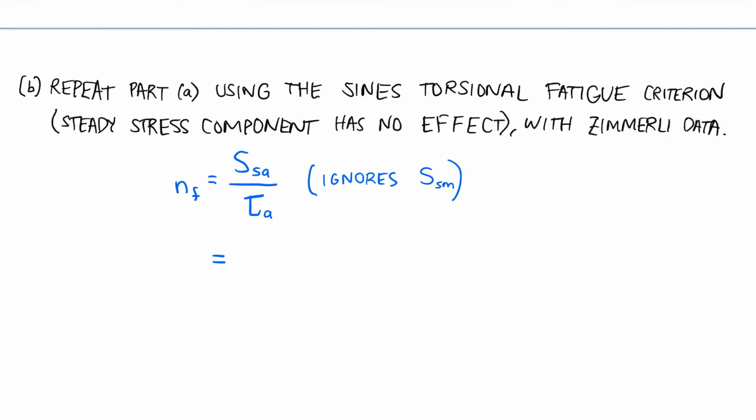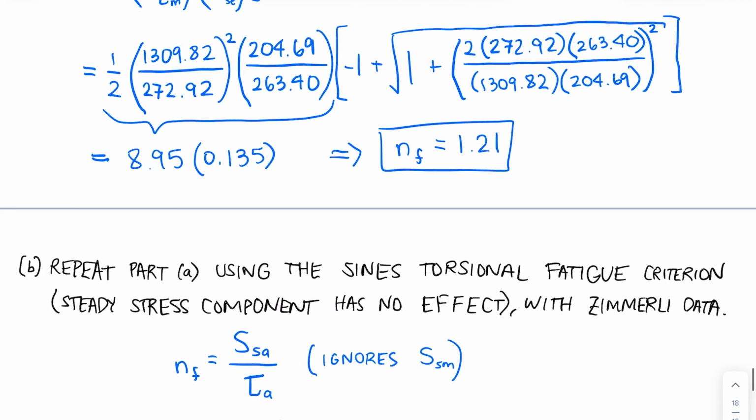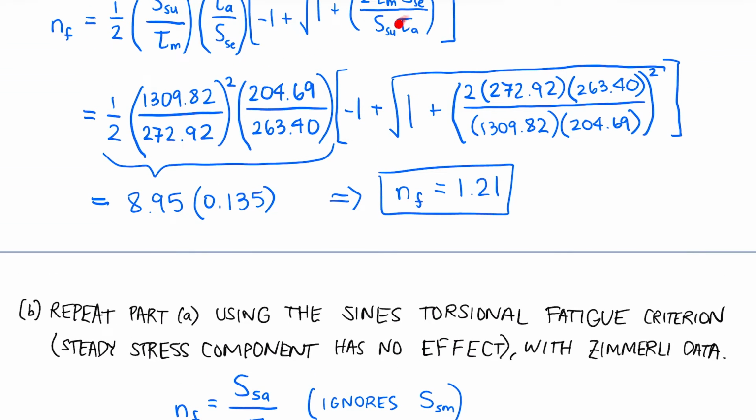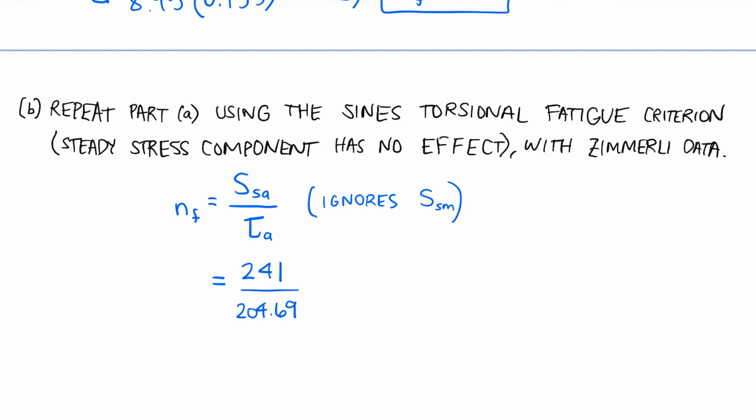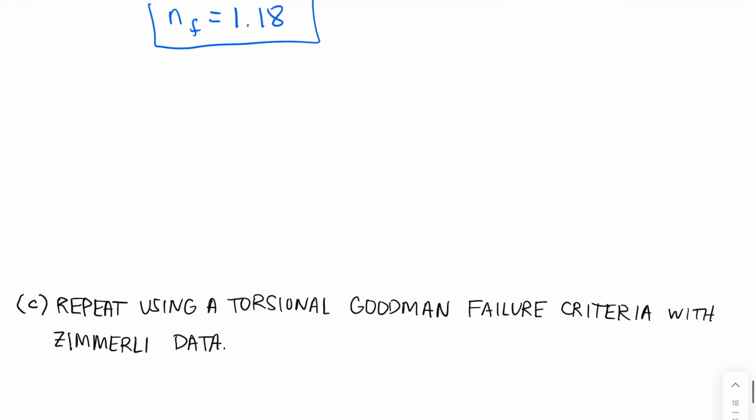So I can just go ahead and plug that in. I get 241 from the Zimmerli data divided by 204.69. That's the alternating stress that we calculated up here. And so that comes out to 1.18. Okay, so that is my safety factor using the Sines torsional fatigue criterion with Zimmerli data.